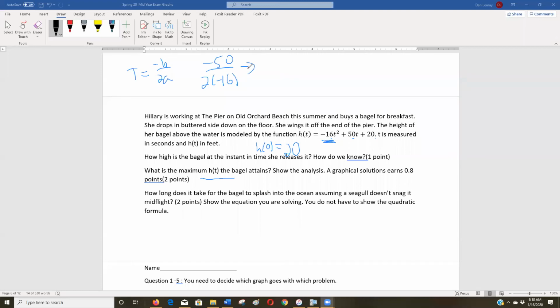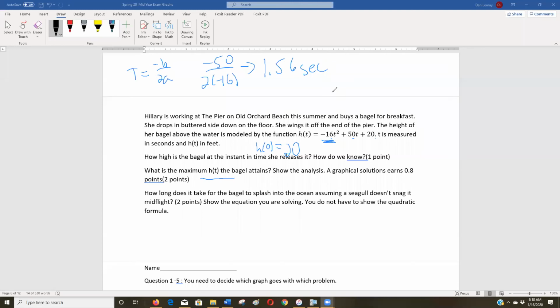Let's see, I believe that is, where's my work? Let me find this problem. This is about Hillary, right? I'm not seeing it. I guess I'll just do it the long way. Oh, here it is. I got 1.56 seconds. 1.56 or so, and then seconds. So that's when it happened.